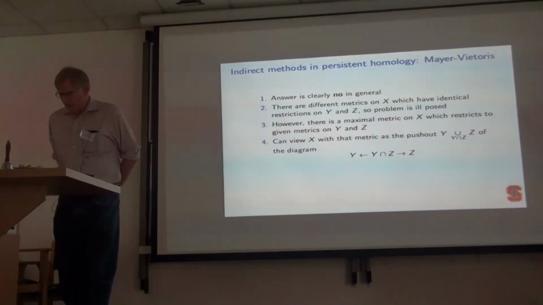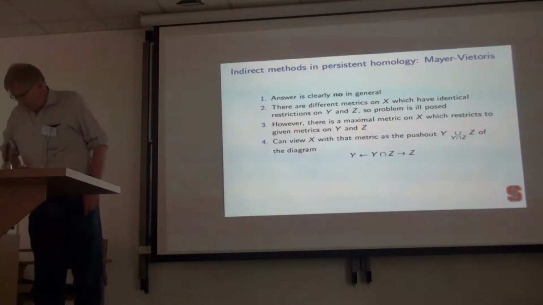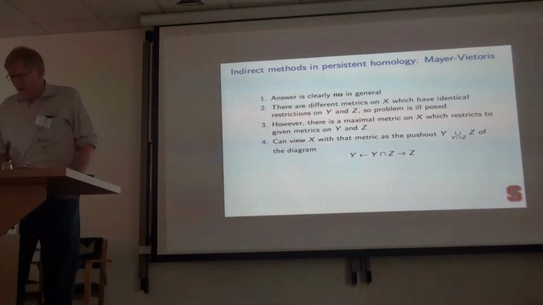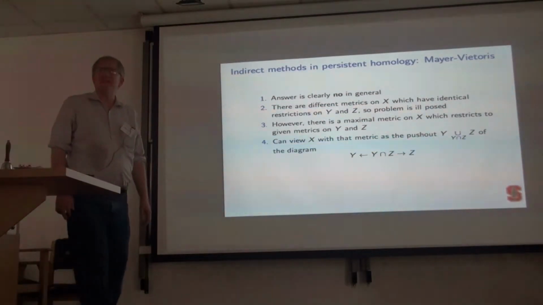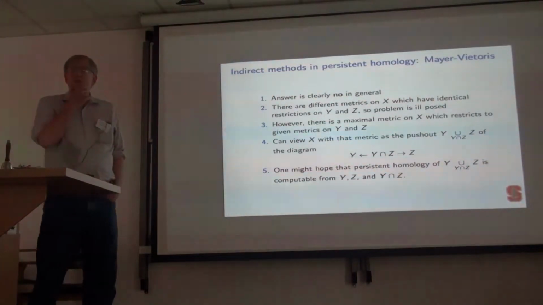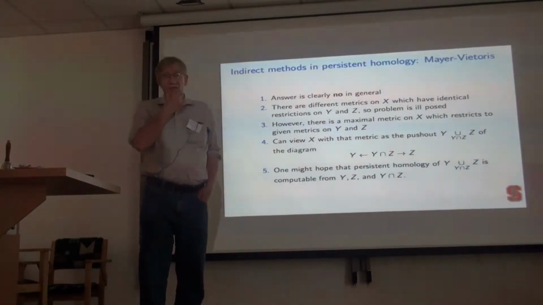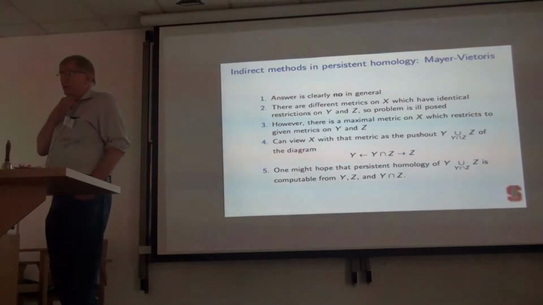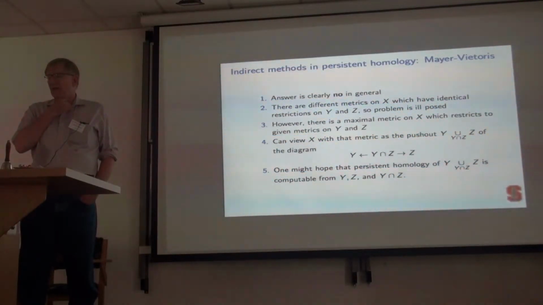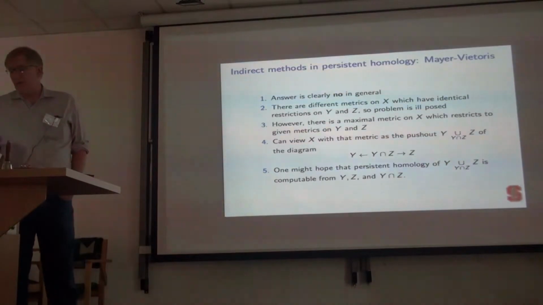So you can view it as a push-out of metric spaces of this diagram right here. And one might then hope, so there is a possibility for an answer that says I'm going to be able to compute the persistent homology of X, with the metric given by the push-out metric along Y, Z and Y intersect Z. One might hope. Don't have an answer to that question.